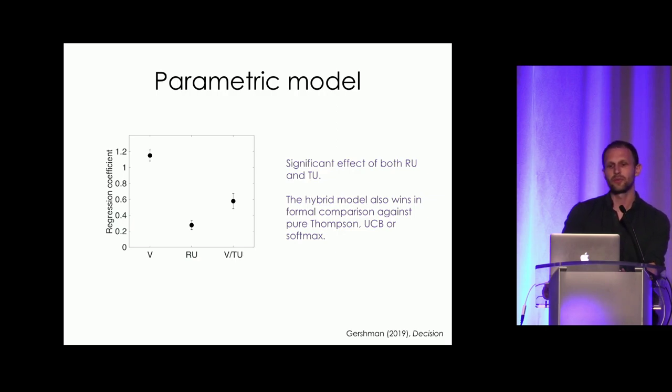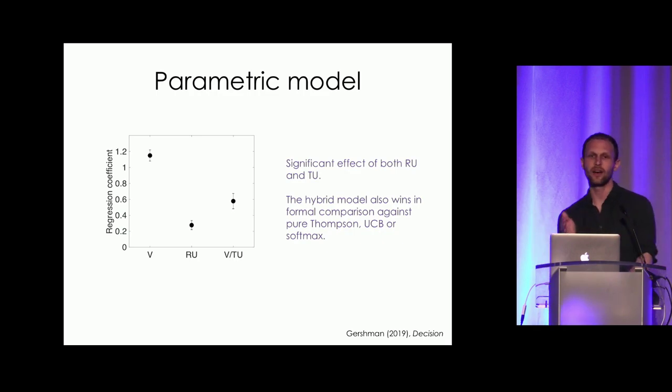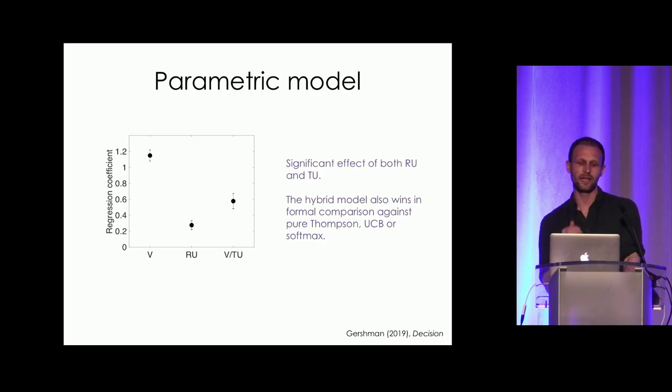So here are the results of that regression. I'm just plotting those three regression coefficients. The differences between these dots don't matter. What matters here is whether they're significantly above zero, and indeed they are. So both the relative and the total uncertainty terms have coefficients that are greater than zero. And we can also make the same point by a model comparison to show that a model with all three of these terms beats out models with only a subset of those terms. So that's pretty strong evidence for a hybrid model that combines relative and total uncertainty in the way that's prescribed by a hybridization of directed and random exploration.